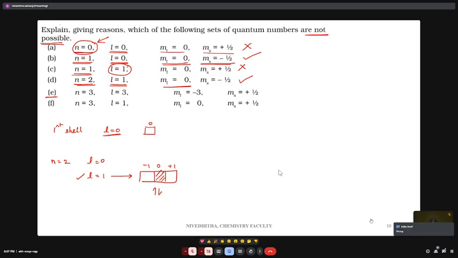Adila's answer is wrong. Could you please justify your answer, Adila? Ma'am, the value is 3. In the third shell, the maximum l value is 2. Yes, right. So Rakshan's answer is also wrong. Which means that is an impossible set. Because in n is equal to 3, the third shell, I can have only 3 subshells: l is equal to 0, 1 and 2. So l is equal to 3 is wrong.